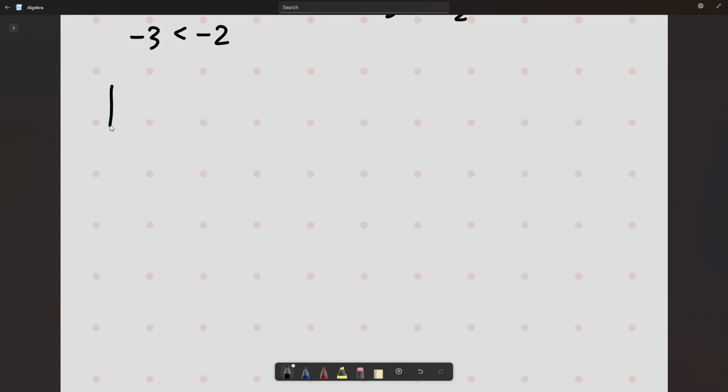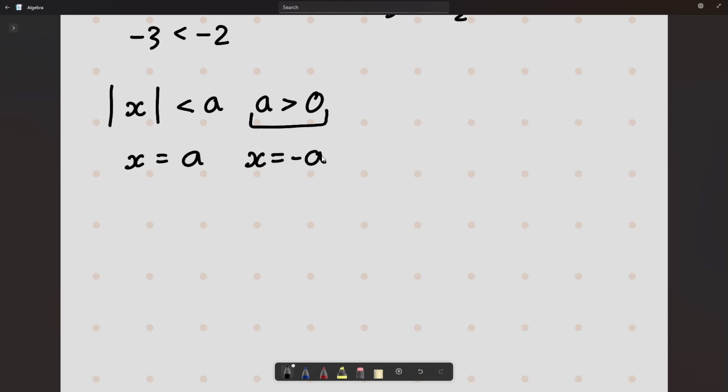Say you had something like modulus of x is less than a, and a here is just some number that is greater than 0. Whenever you look at this statement, it just means that a is always positive, right? So how are we going to go about this? Well, as we learned earlier, x could really just be a or negative a. And we could simply say that x is less than a and greater than negative a.